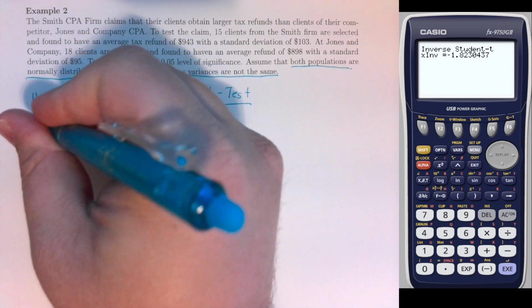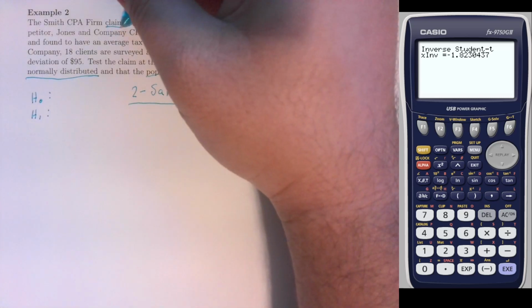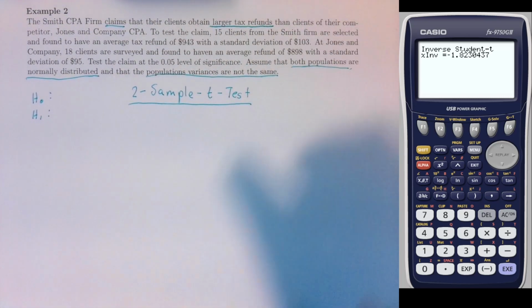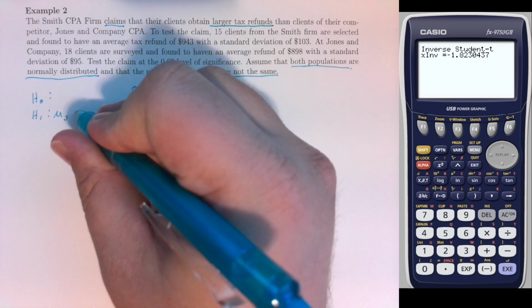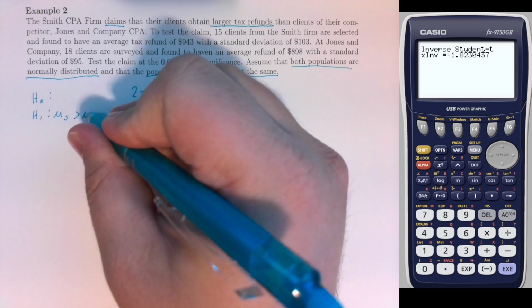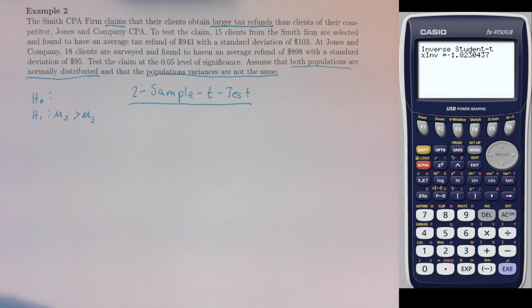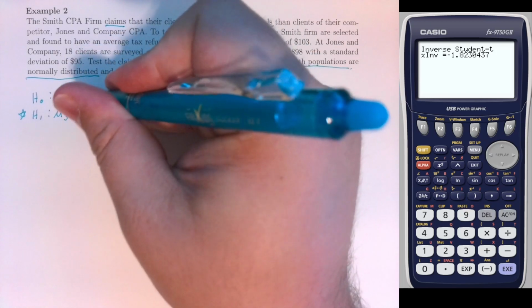So the null and alternative hypotheses, well, the claim was larger tax refunds. So that means the mu of the Smith firm is larger than the mu of the Jones & Company. So I'll use mu s and mu j for that. And that's our claim. So then our null is mu s is equal to mu j.